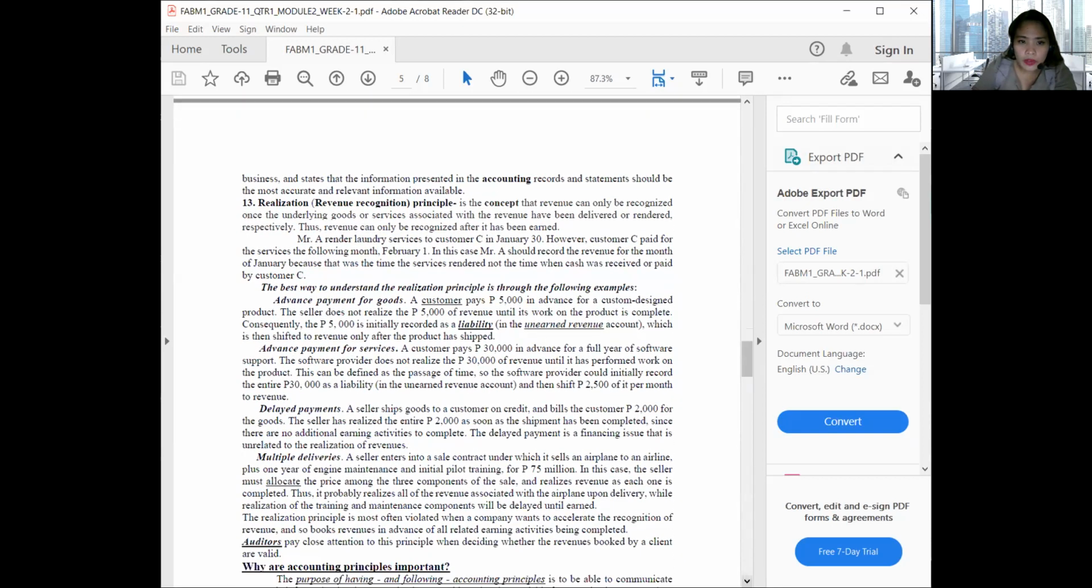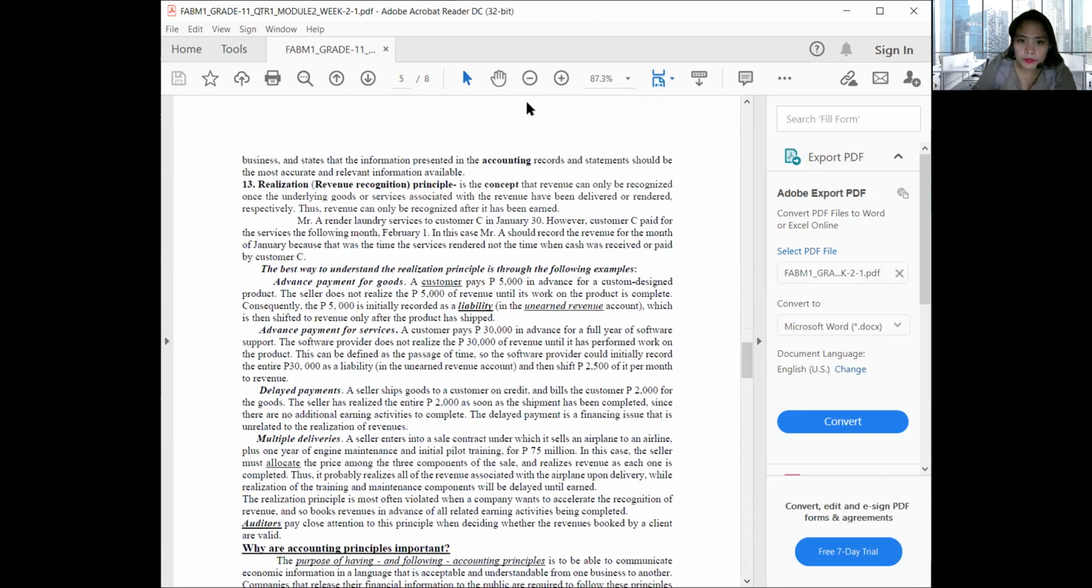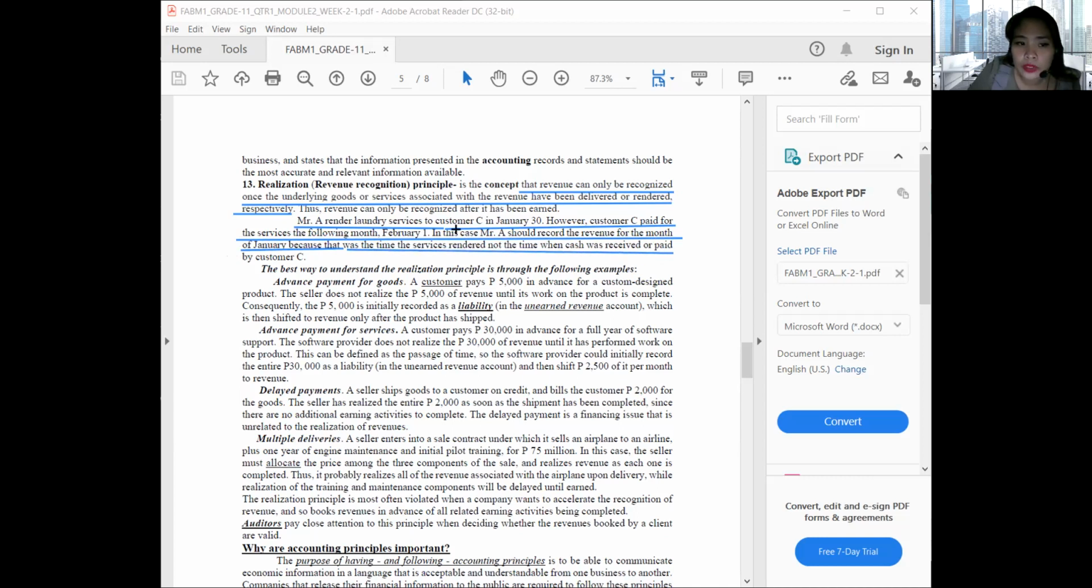Okay? Realization revenue or recognition principle is the concept, okay, na that revenue can only be recognized once the underlying goods or services associated with the revenue have been delivered or rendered, respectively. Okay, so for example, Mr. A render laundry services. Ibig sabihin ng render, nagbigay ka ng serbisyo sa client mo na si customer C in January 30, right? However, customer C paid for the services the following month pa, so February pa nagbayad.